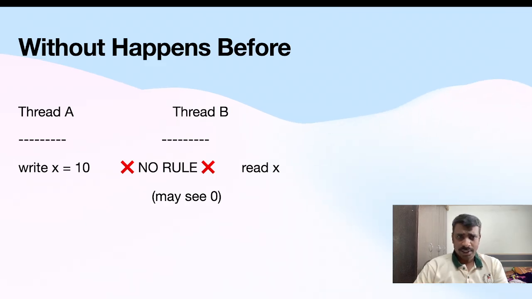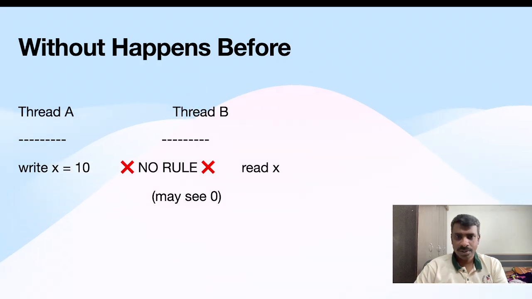So without happens before, thread A writes x equal to 10, thread B reads x, but it is still getting 0. It is not getting 10 because thread A has its own CPU cache, thread B also has its own CPU cache. Thread A has a local copy of x, thread B has a local copy of x. So both are having different values.